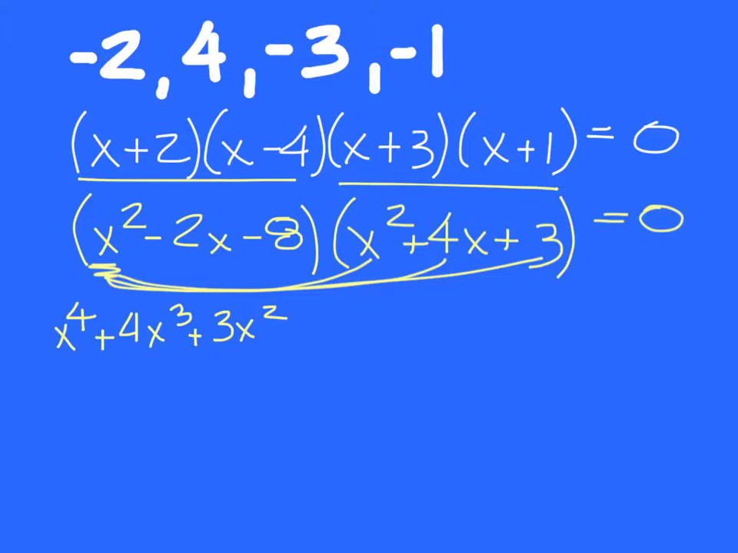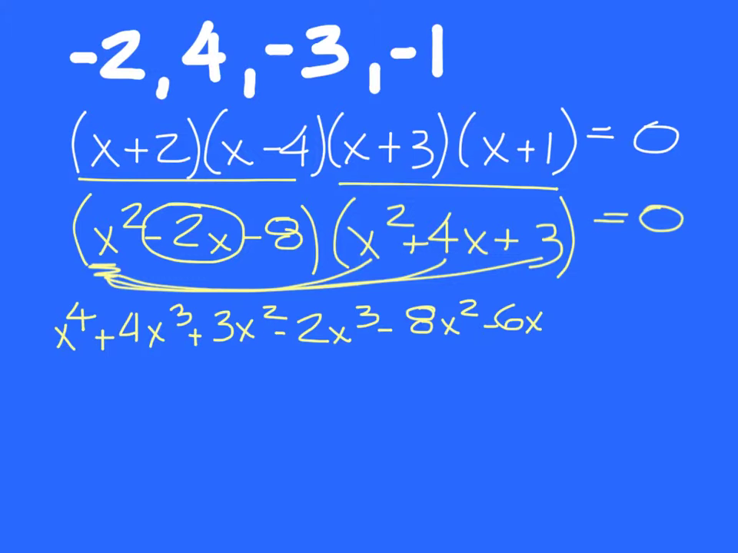And when you're finished with that, you go to the minus 2x. If you don't include the sign, it's going to be over with. You'll end up with the wrong answer. So if I do the minus 2x here, it's going to be minus 2x to the third minus 8x squared, and then minus 6x.